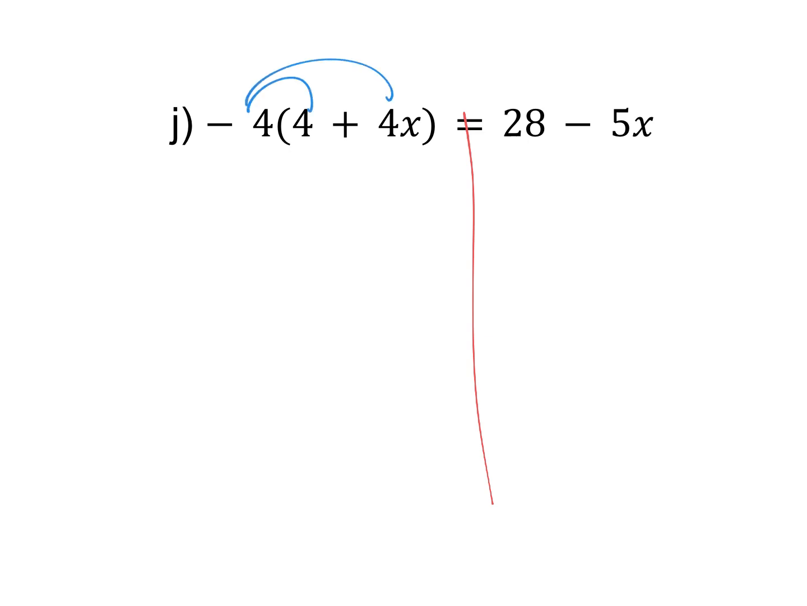So let's distribute the negative 4. Be careful because it's negative. So negative 4 times 4 would give you negative 16. Negative 4 times 4x would give you negative 16x. Then we're going to drop down everything on the right side, equals 28 minus 5x.